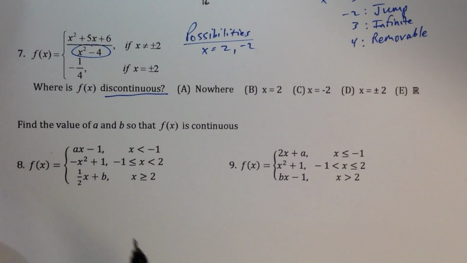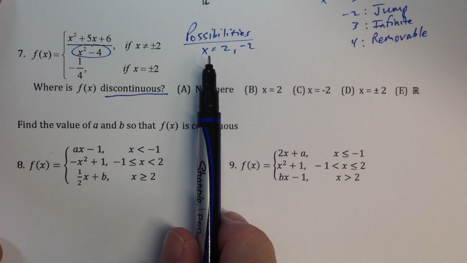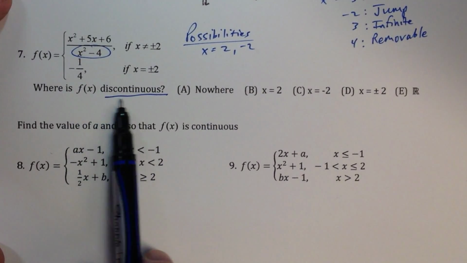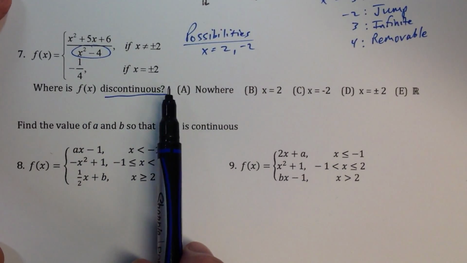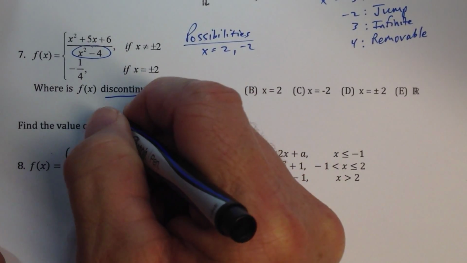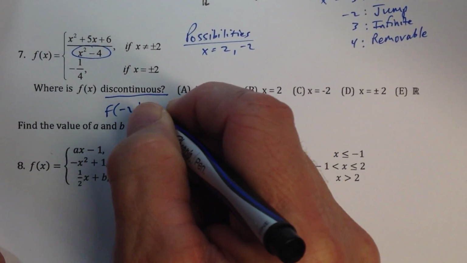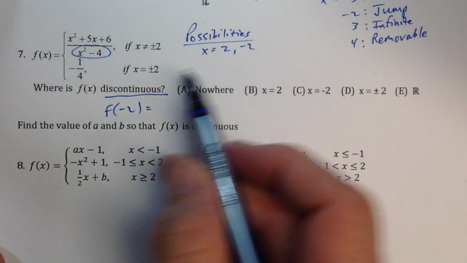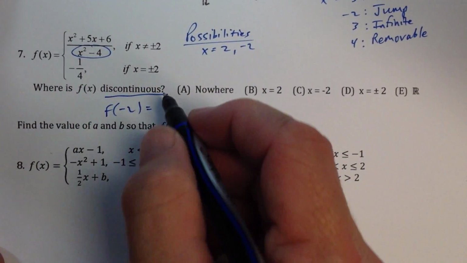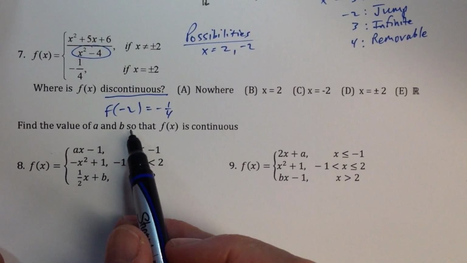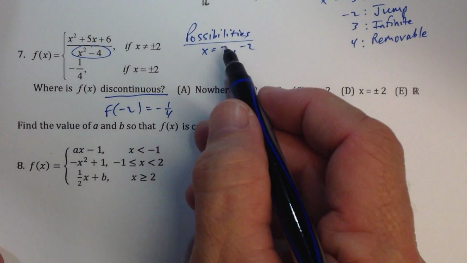So the idea here is, if we want to find out where the function is discontinuous, we want to look at the three criteria. Does f exist? Let's try negative 2 first. What is f of negative 2? Well, f of negative 2, it says, is negative 1/4. So the function exists at negative 2. Okay, let's try the other one.